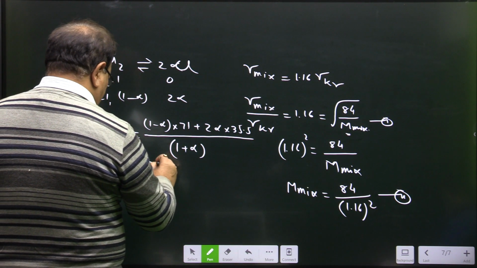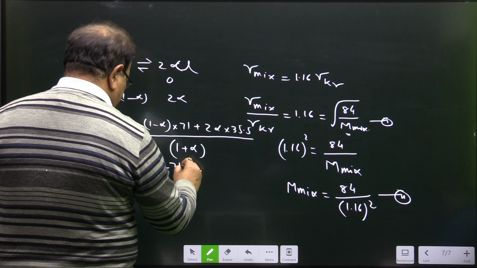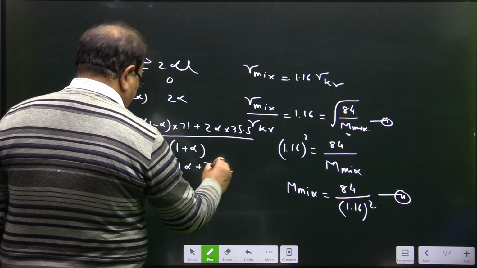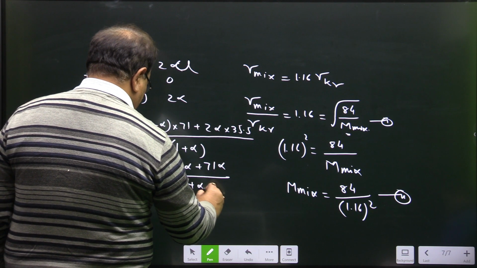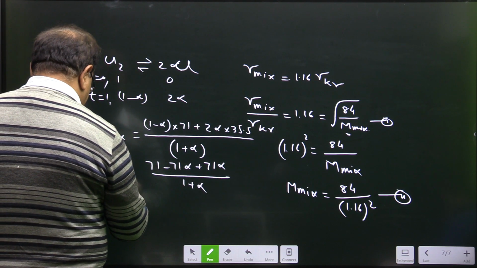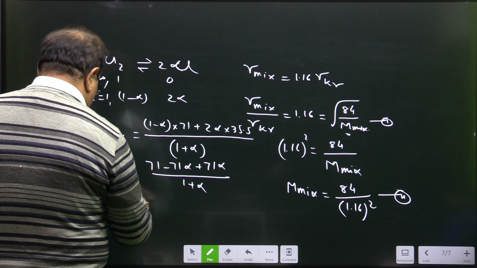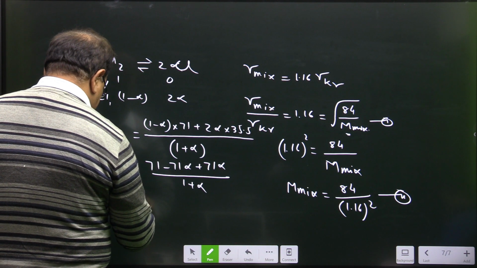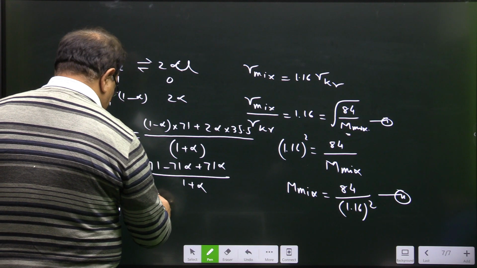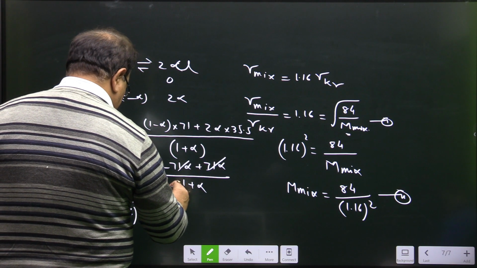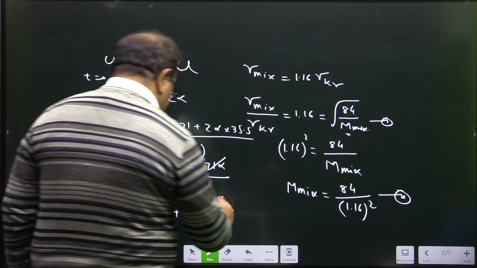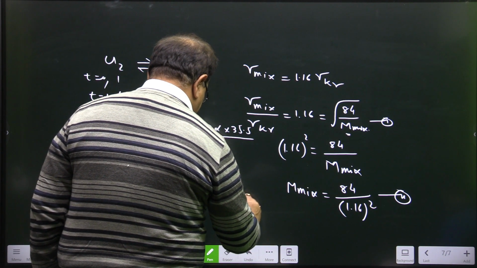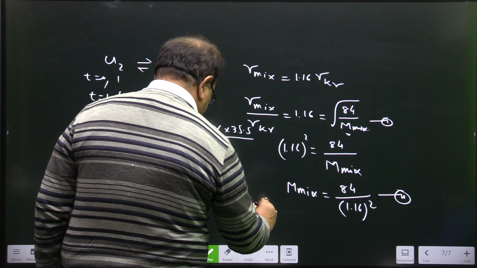So 71 minus 71 alpha plus 71 alpha by 1 plus alpha must be equal to 84 by 1.16 whole squared, which is equal to 71 by 1 plus alpha. After calculation we will get alpha equal to 0.137.